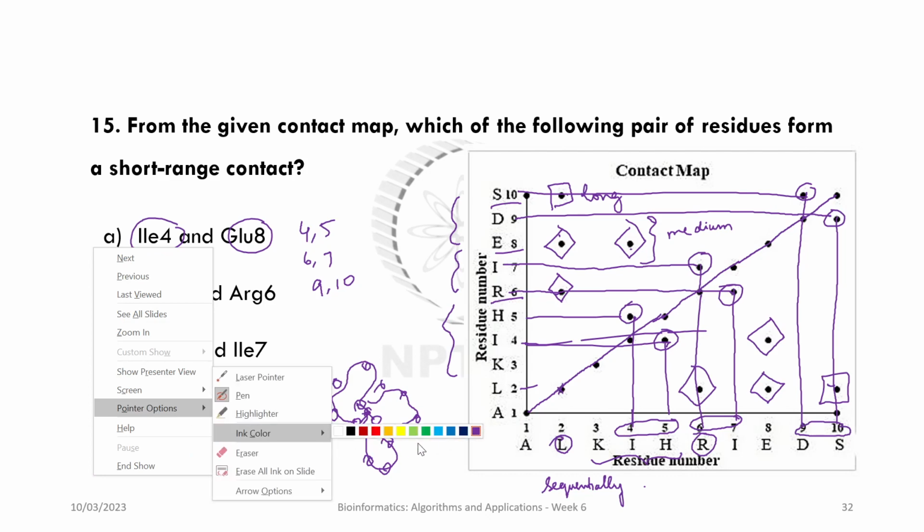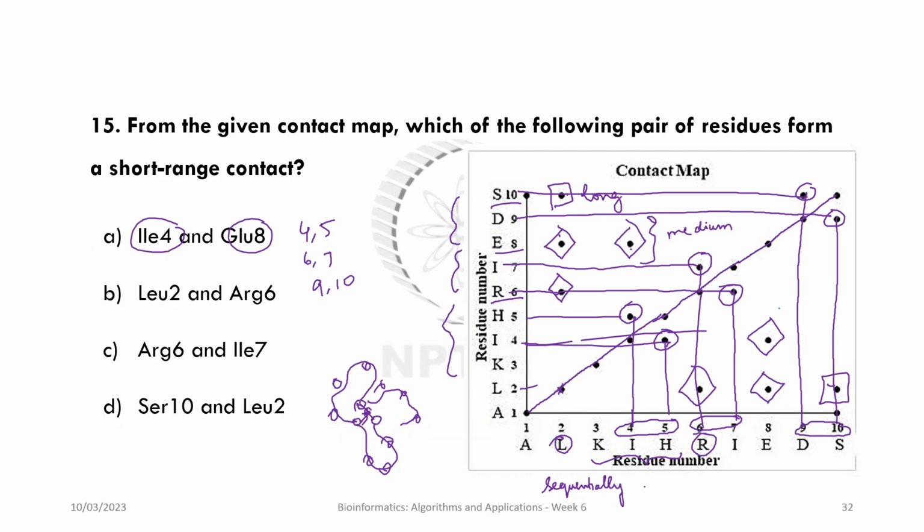Options in color, something like this. So this is your first option. This is A. Same is the case with 4 and 8. Option B is 2 and 6. Where is that? 2 and 6. This is your option B. And 6 and 7 is option C. 10 and 2, this is option E.